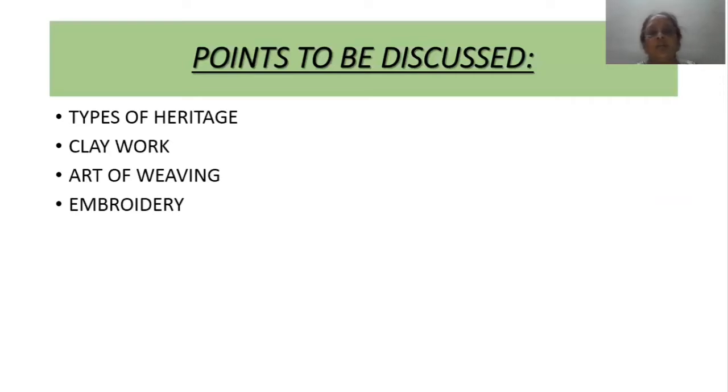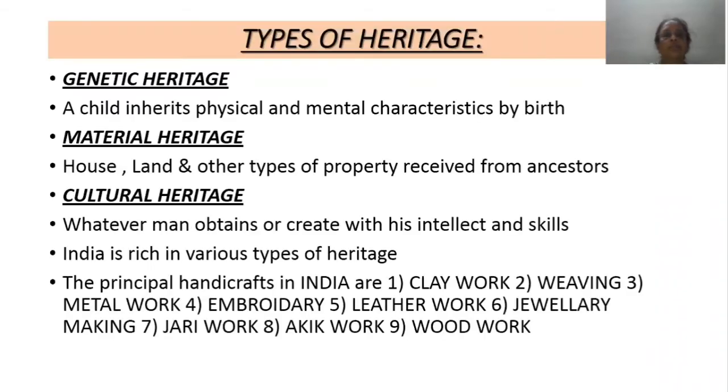Today, we are going to discuss the following points. First one is types of heritage. In that, clay work, art of weaving and embroidery. Types of heritage. You have studied in the last lesson what is meant by heritage. Whatever is inherited from generation to generation is called a heritage. We have also studied in that lesson there are two types of heritage, natural heritage and cultural or man-made heritage.